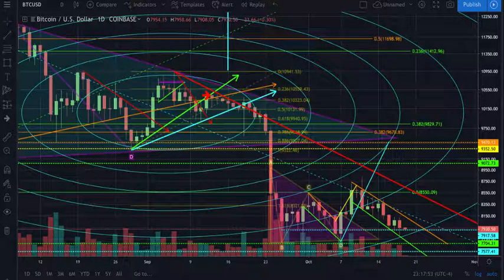I'm Crypto Trend Trader, and today we're going to be taking a look at Bitcoin on the daily Coinbase chart.